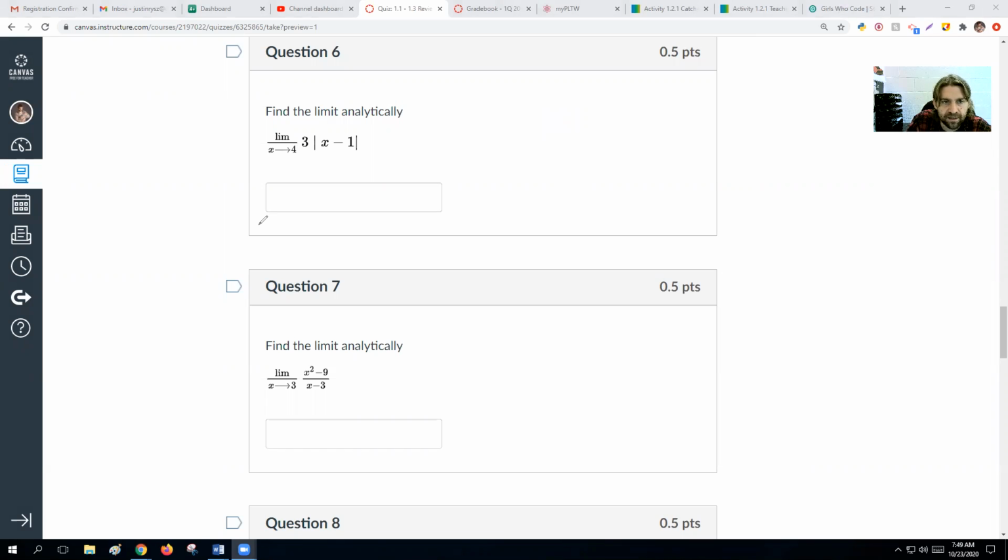So when we first do our analytical work, we want to see if we can just plug in the number. So if I'm taking the limit as we go to 4, can we use direct substitution? 3 times the absolute value of 4 minus 1. So this is 3 times the absolute value of 3. Absolute value of 3 is 3, so 3 times 3 is 9. So we plugged it in. Nothing crazy happened. It never went away. It worked out fine.